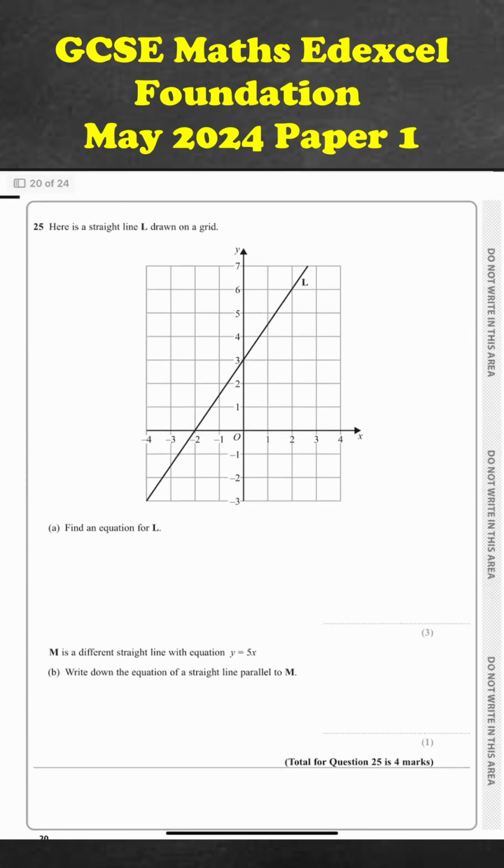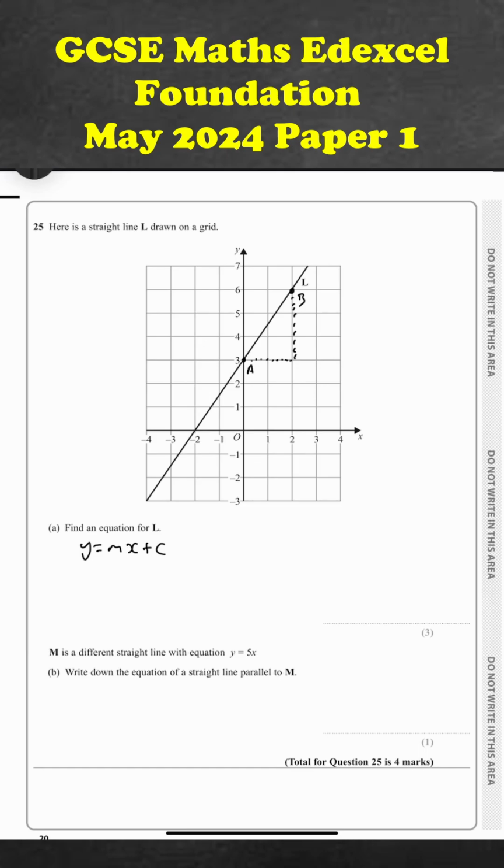Question 25. Here is a straight line drawn on a grid. Find an equation for L, for the line. So first, it's going to be of the form y equals mx plus c, where m is the gradient and c is the intercept. So I'm going to take a point here, and another point on the line here, and I'm just going to draw a little triangle. I'll call this A, I'll call this B.